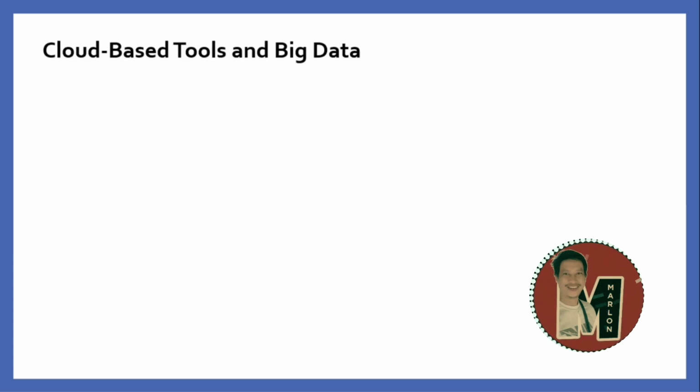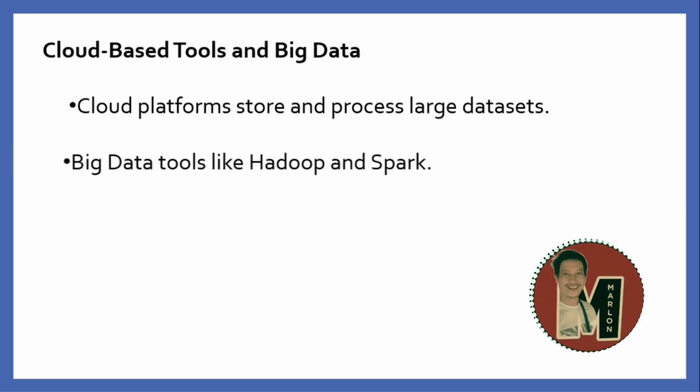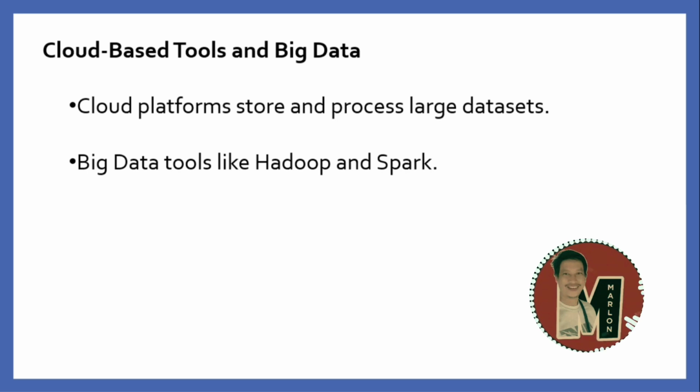Cloud-based tools and big data. Cloud platforms store and process large datasets. It explains the role of cloud computing platforms like AWS, Google Cloud, and Microsoft Azure in managing and processing massive datasets, offering scalability and flexibility. Big data tools like Hadoop and Spark enable distributed computing, making it possible to process and analyze large datasets efficiently.